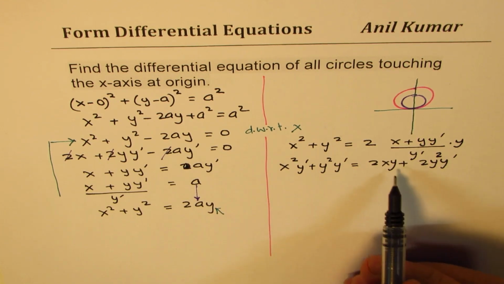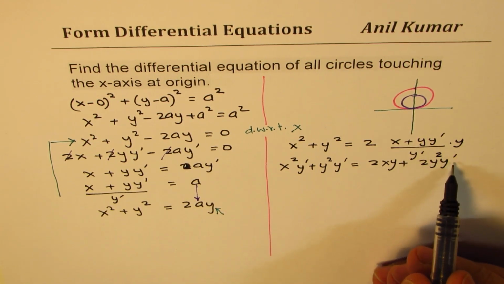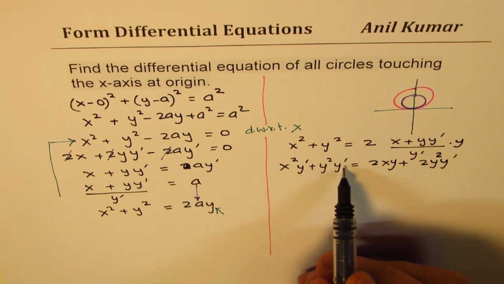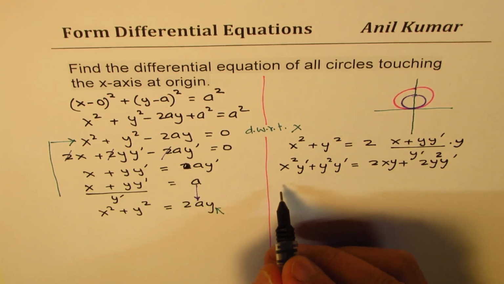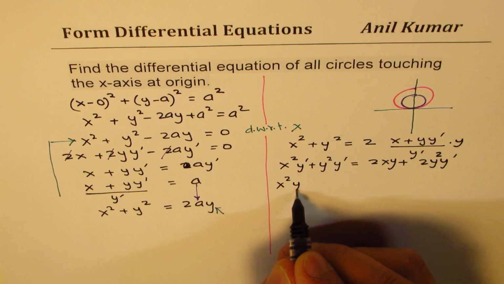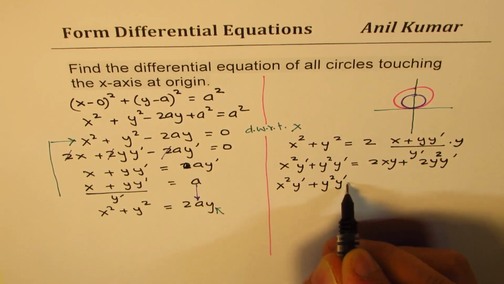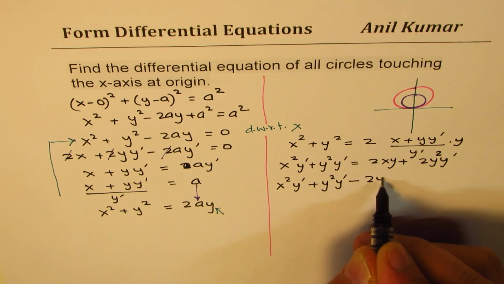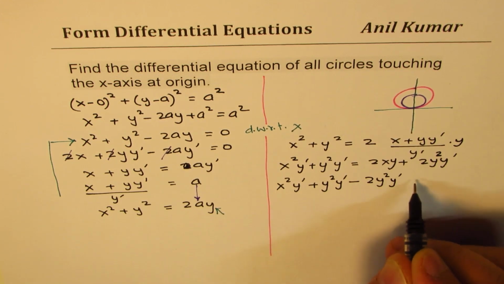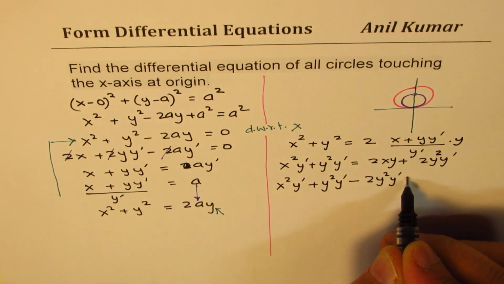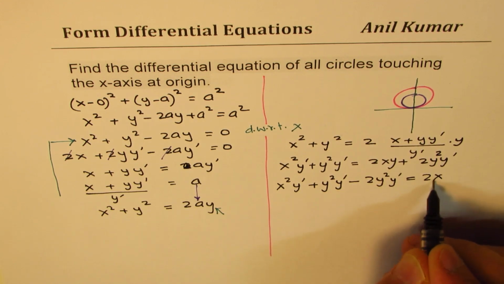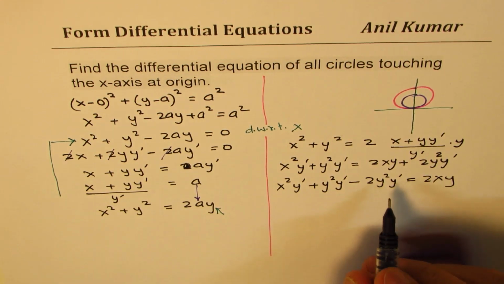So now we can rearrange. We get 2y square y dash, and here we have y square y dash. So bringing them together, we get x square y dash plus y square y dash minus 2y square y dash. We could take this to this side or keep it there. It doesn't really matter. Okay.